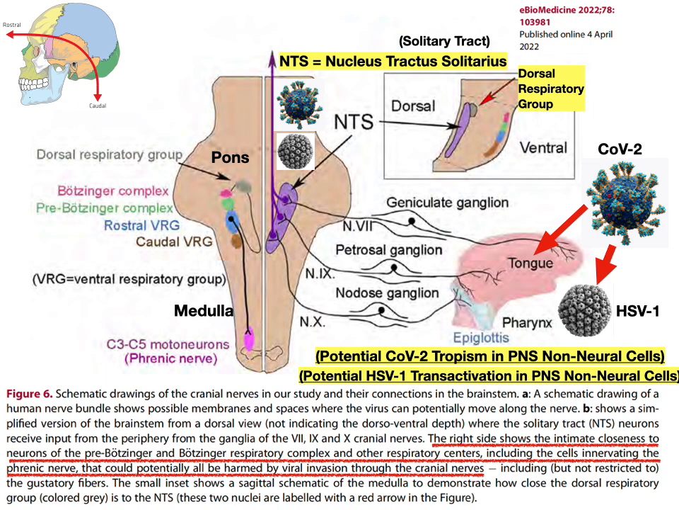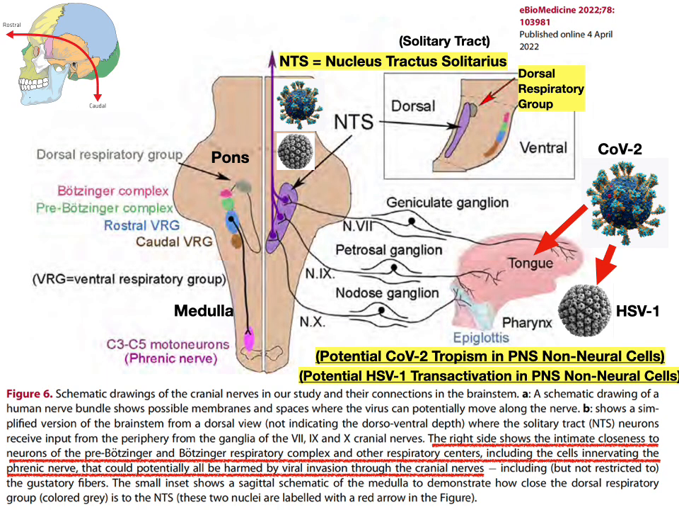The small inset shows a sagittal schematic of the medulla to demonstrate how close the dorsal respiratory group, colored gray, is to the NTS, the nucleus tractus solitarius. These two nuclei are labeled with a red arrow in the figure.